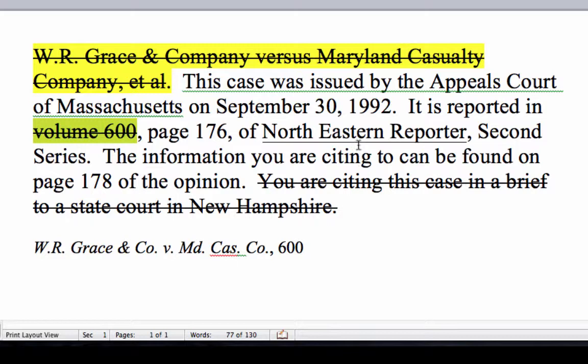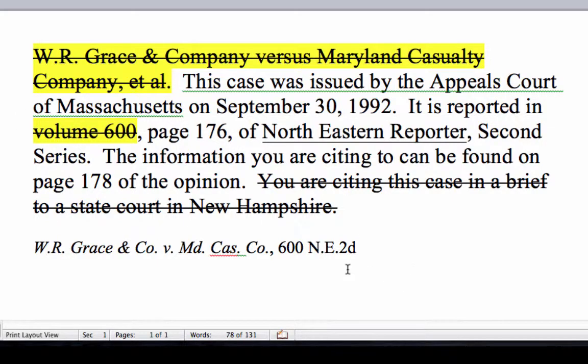The reporter is the Northeastern Reporter, so you're going to want to use table T1.3 because this is a Massachusetts appeals court. You're going to look to Massachusetts and find how to abbreviate the Northeastern Reporter, and it's the 2nd series. So that becomes NE2D.